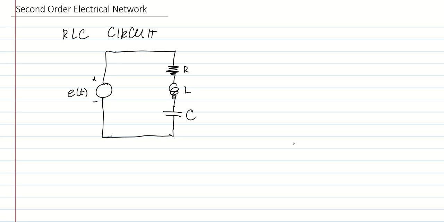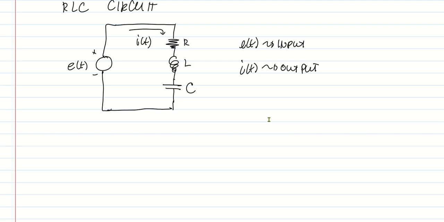Or also, just like what we did before, we can also take the current as our output. So you can choose your outputs, but our input will be e of t. So let's say e of t is our input and I is our output, and derive the transfer function of this RLC circuit.